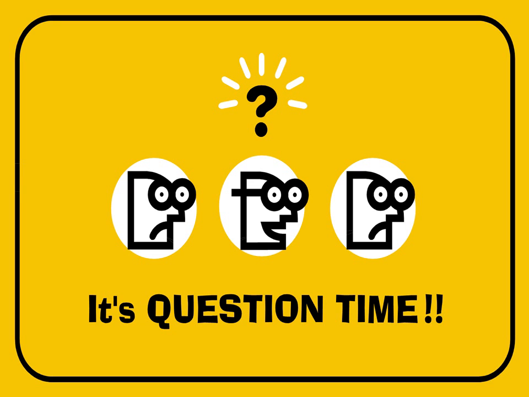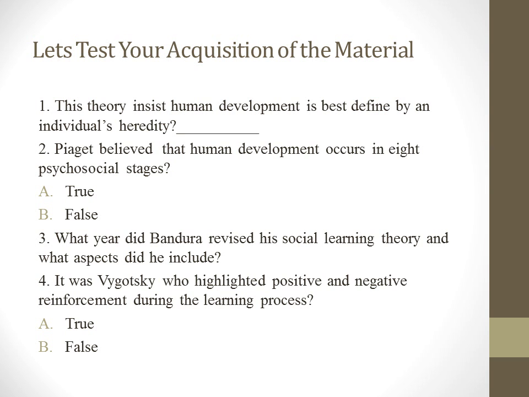In this lecture, we have discussed many theories of human development. So let's test your acquisition of this knowledge. The first question: this theory insists human development is best defined by an individual's heredity. This will actually be the nature side of the nature-nurture debate.